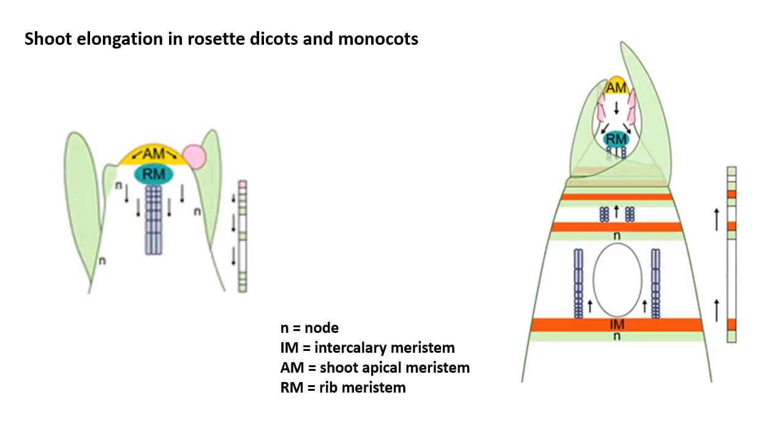Shoot elongation in rosette dicots and monocots takes place during the induction of flowering. In the rosette dicots, the shoot internodes between the vegetative leaves elongate by the action of the rib meristem activity during flowering. The activity of the rib meristem drives internode elongation in a basipetal developmental gradient, highlighted here, with the lower internodes showing maximum elongation as seen in the bar next to the figure. Further, the leaf primordia and floral buds develop from the flanks of the apical meristem.